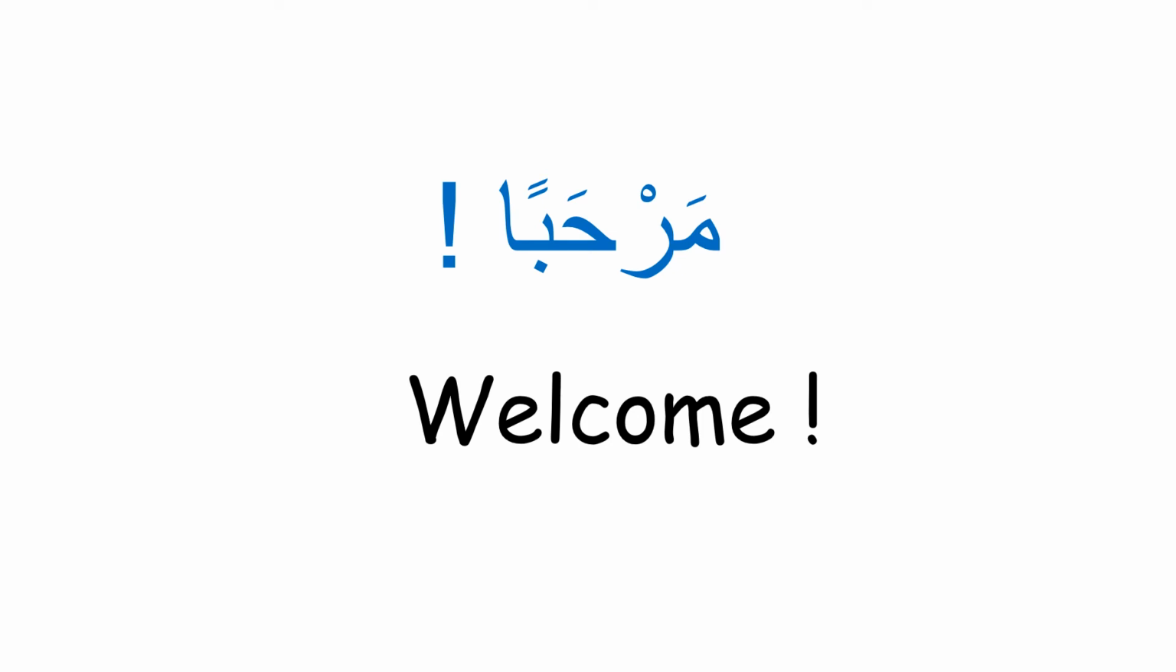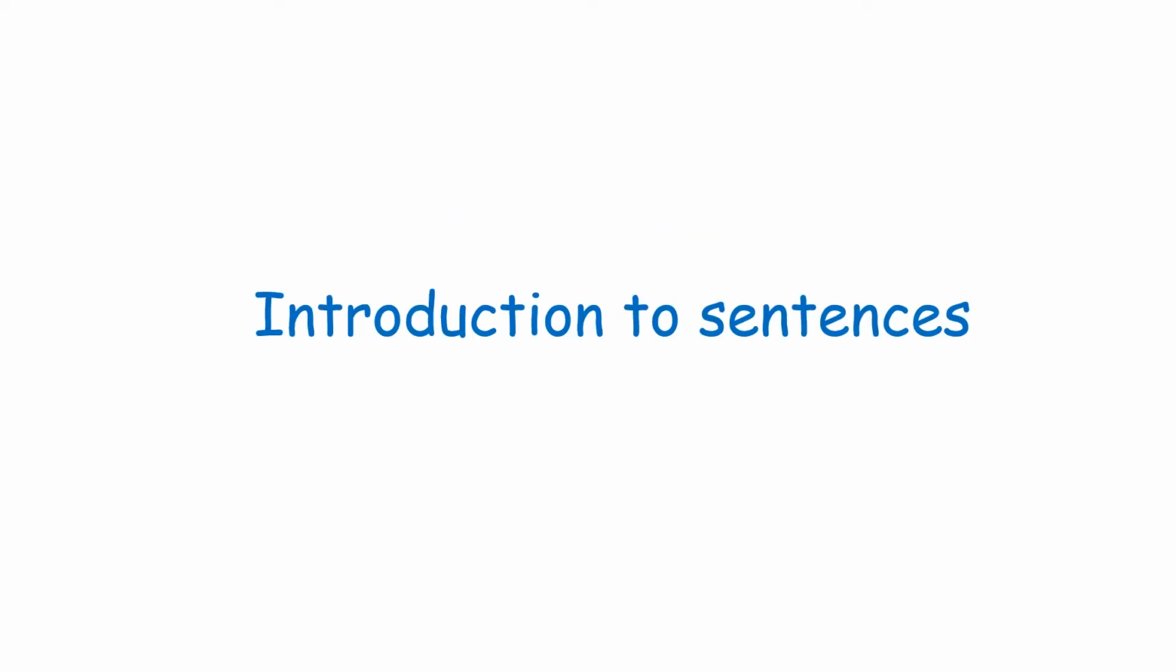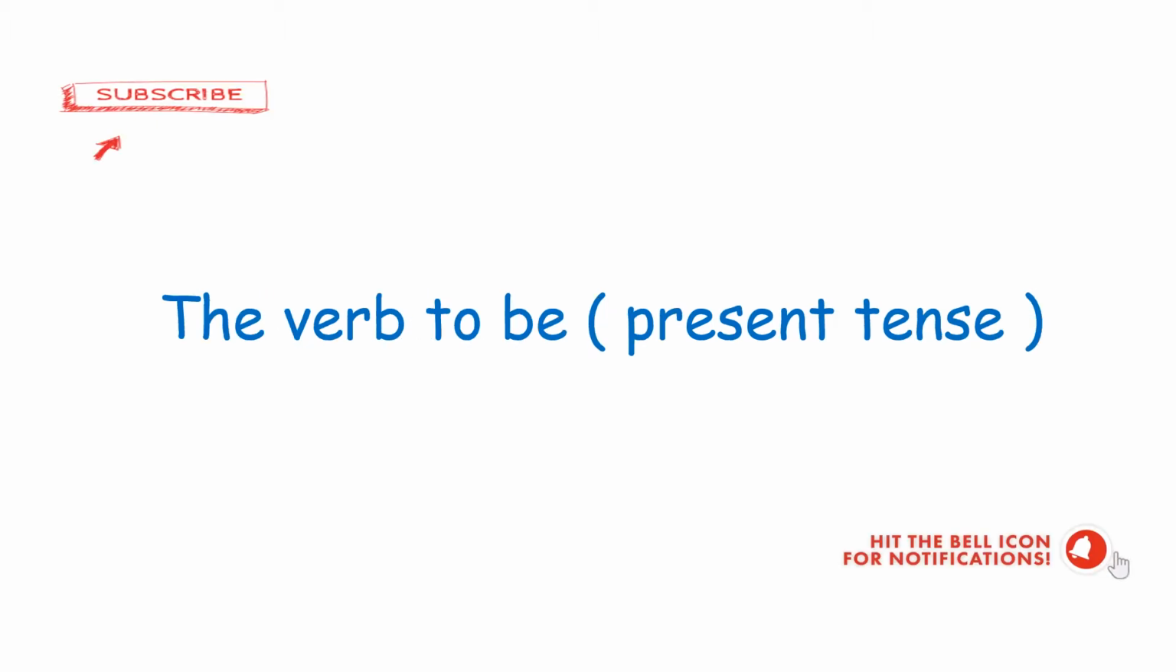Hello everyone and welcome to the second lesson of this Introduction to Sentences series. As indicated on the title, the focus today is on the verb to be. And it seems only logical for you to ask why verbs at this early stage. Isn't it out of context?